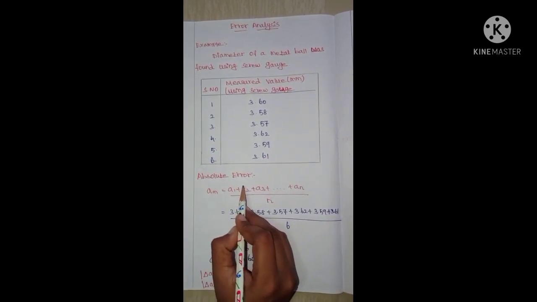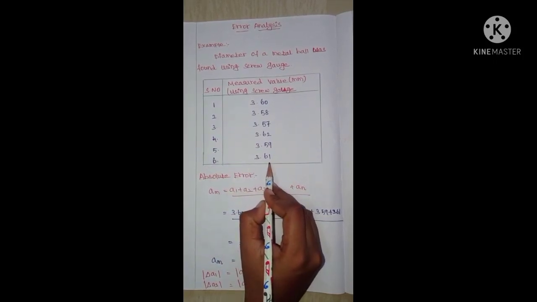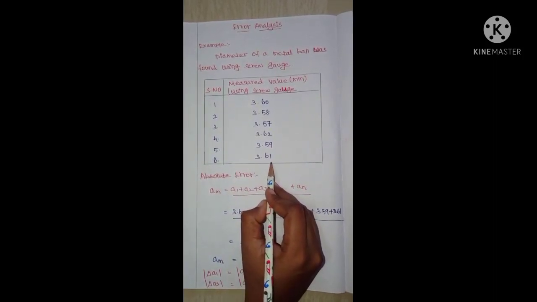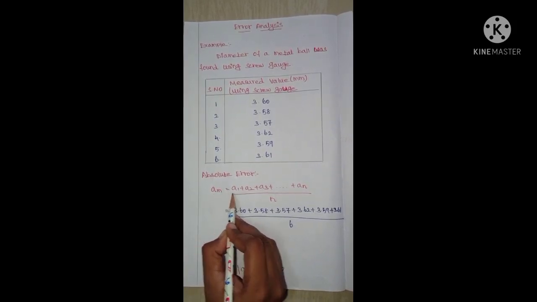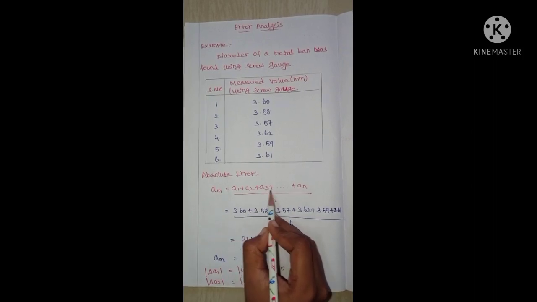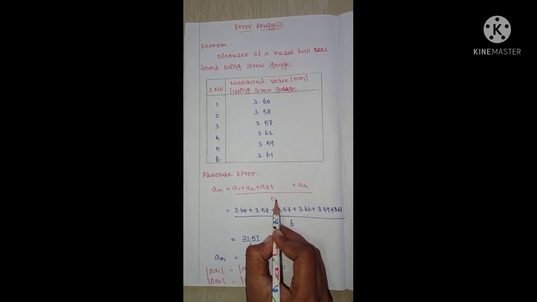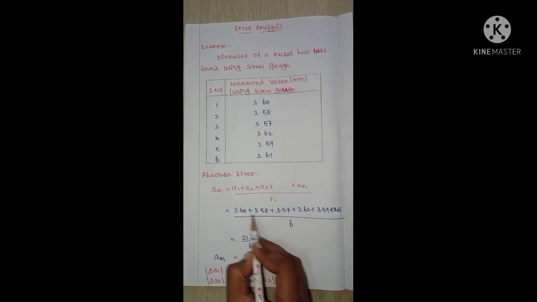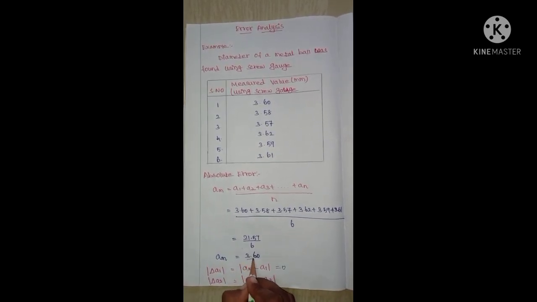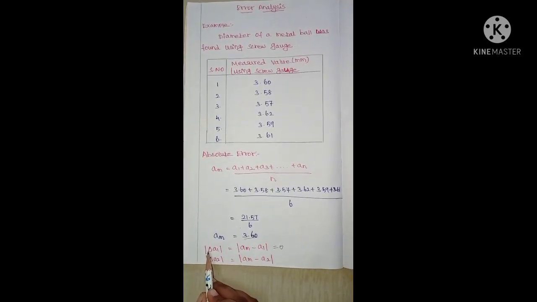Absolute error: we first have to find the arithmetic mean of all the 6 values, and then find the absolute error. For finding the arithmetic mean, the formula is AM equals A1 plus A2 plus A3 up to AN divided by N. Here the number of readings N is equal to 6. So we add all the 6 values and divide by 6, and we found the arithmetic mean AM as 3.60. Now we want to find the absolute error for these values.